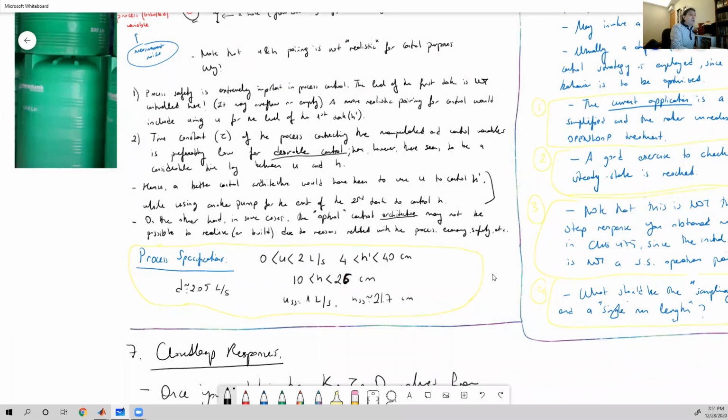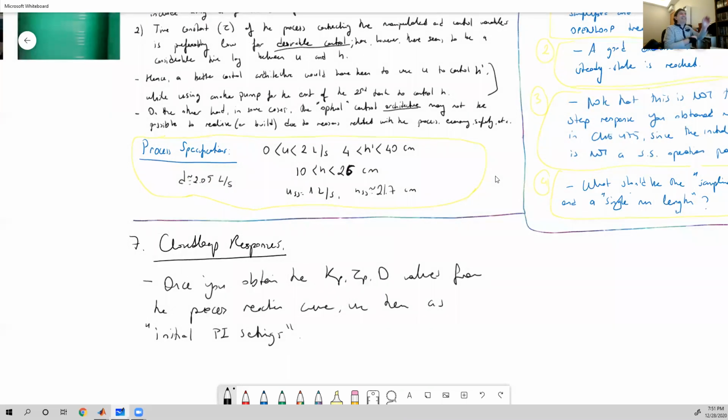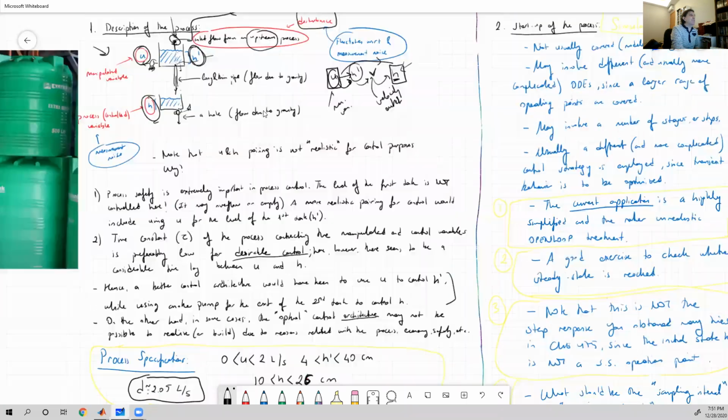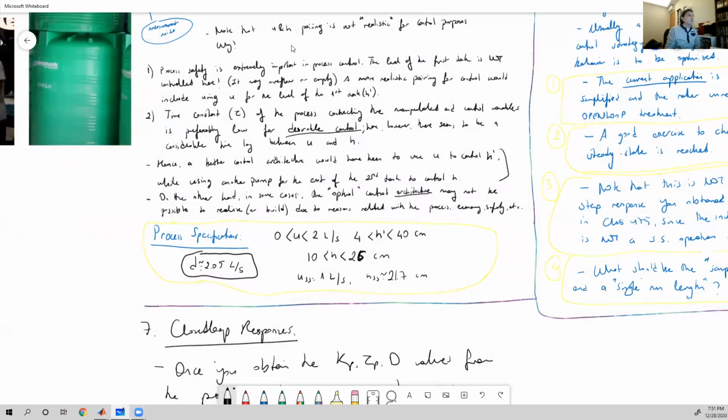Okay, so the process specification. This is somewhat like design. We know that the disturbance here is going to be equal to 2.05 liters per second. So the inlet to this tank is designed to be running at 2.05 liters per second.